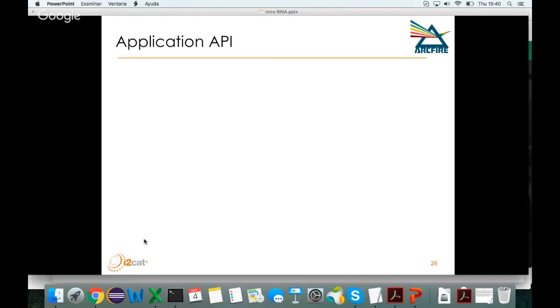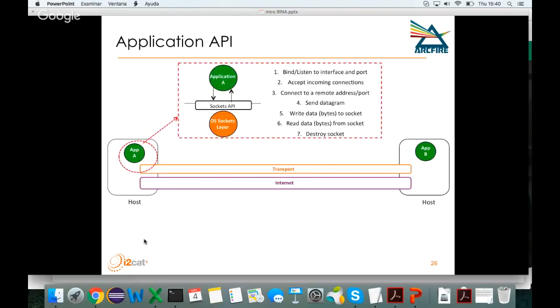Last but not least of the problems, there's the application API. Anyone that has programmed or used any network application has used the sockets API or some framework that below uses the sockets API. So this is the universal de facto application API for accessing network services.